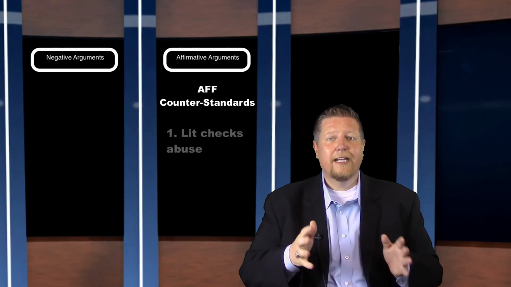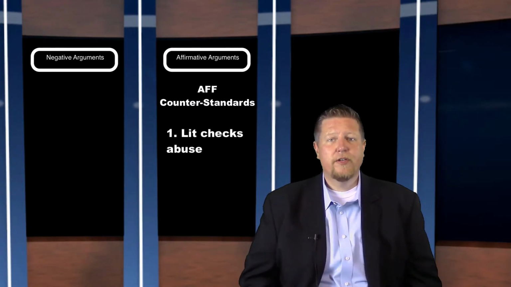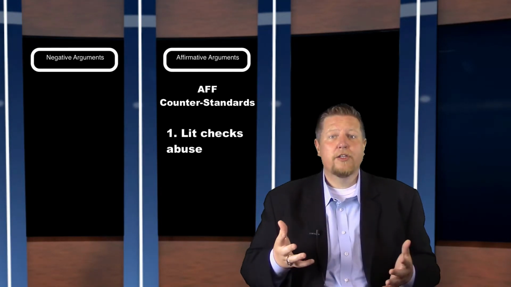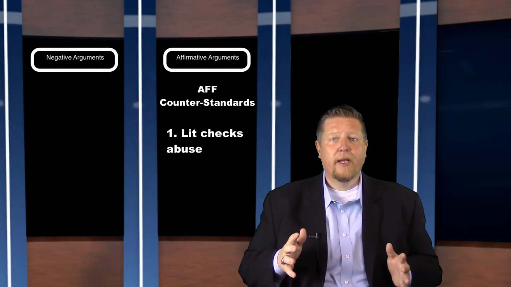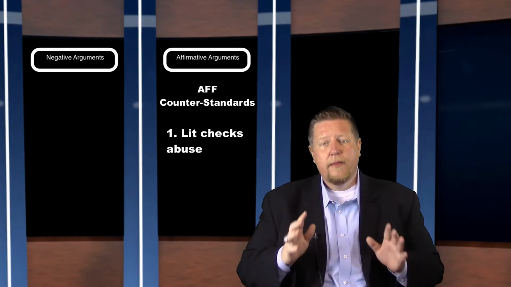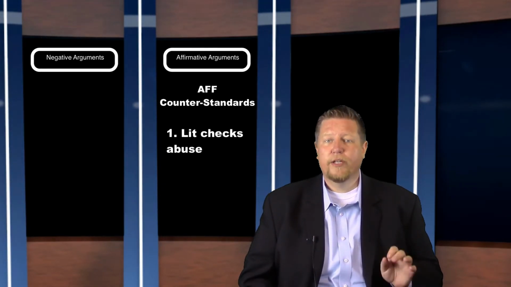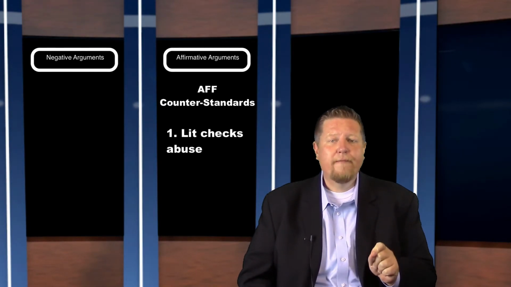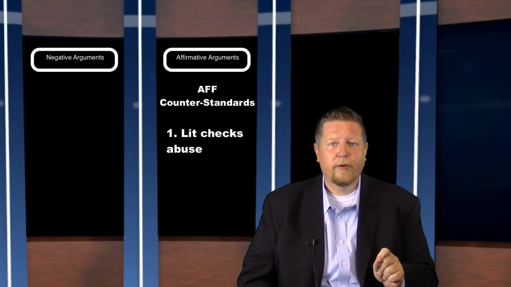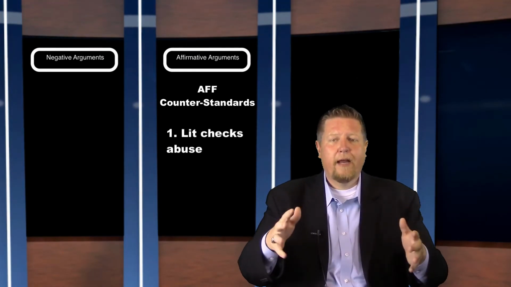The first is lit checks abuse. That's a fancy way of saying that since the negative team read a lot of evidence or literature in response to your plan, then your plan couldn't have been so abusively untopical. This argument works particularly well with the predictability and limits standards because it shows that the negative team obviously researched and prepared for your affirmative plan, which is proof that your plan was predictable.